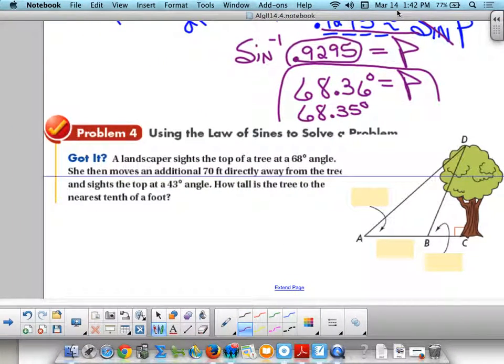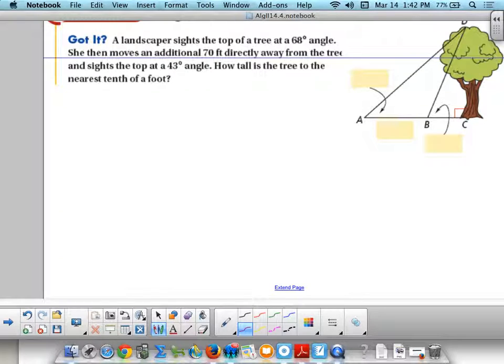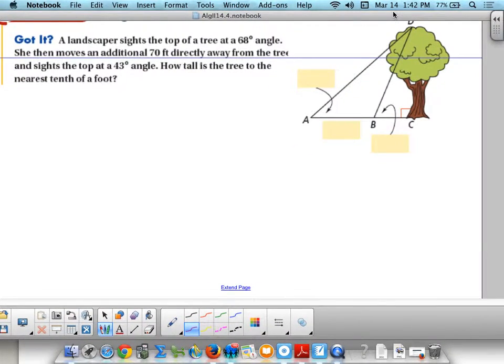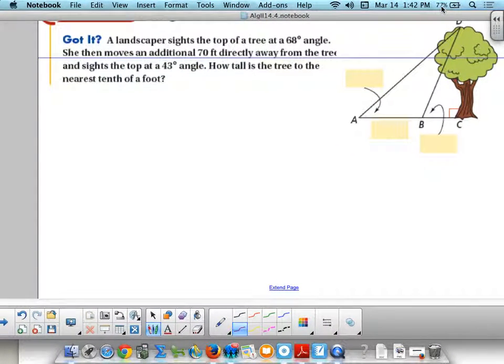So, you've read it, I think, right? Okay. So you have somebody staring at the top of the tree wondering how tall that tree is. A landscaper sights the top of the tree at 68 degrees. She then moves an additional 70 feet directly away from the tree, so backwards, and sights the top of the tree at 43 degrees. How tall is the tree to the nearest tenth of a foot?